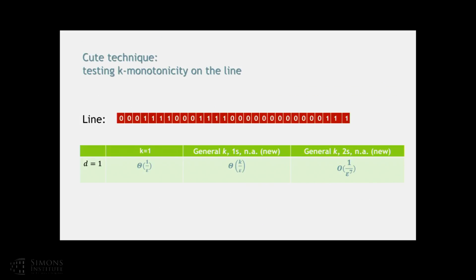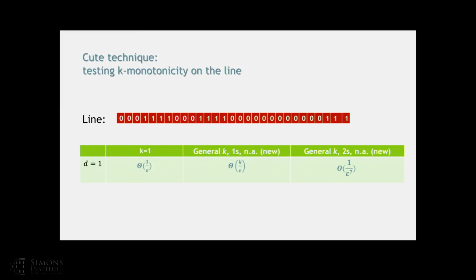We have a couple of other techniques as well. One thing that I wanted to talk about, since it's kind of a cute application, is testing k-monotonicity on the line. If we want to talk about k-monotonicity on the line, for a one-sided non-adaptive algorithm, we have upper and lower bounds of k over epsilon.